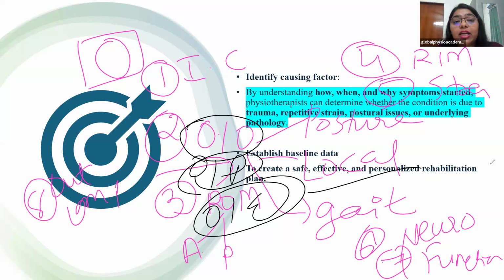And then strength assessment, if it is an MSK scenario. If it is neurological, you go with the tonal examination.